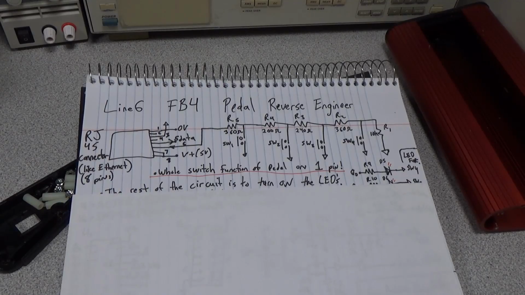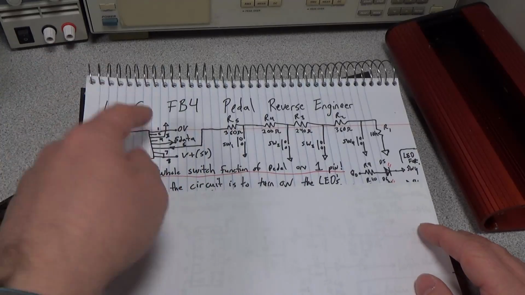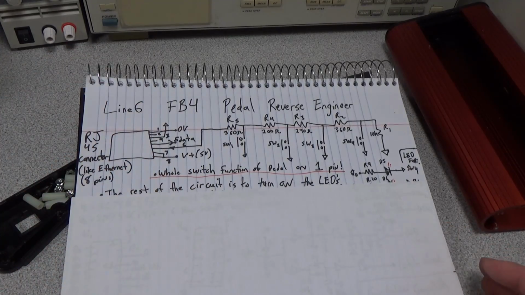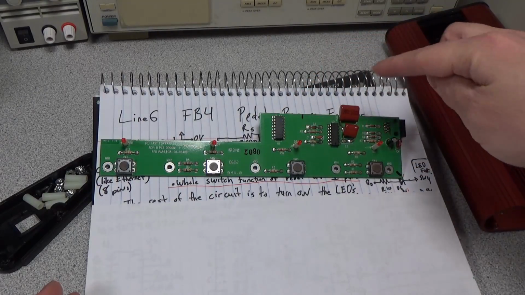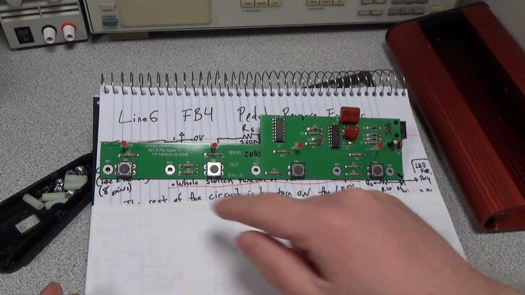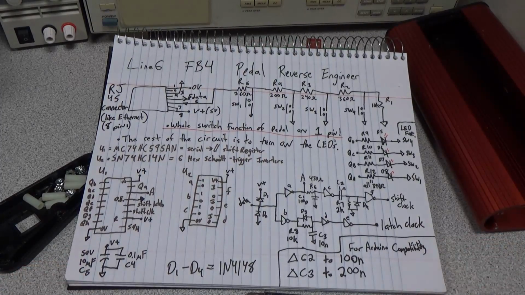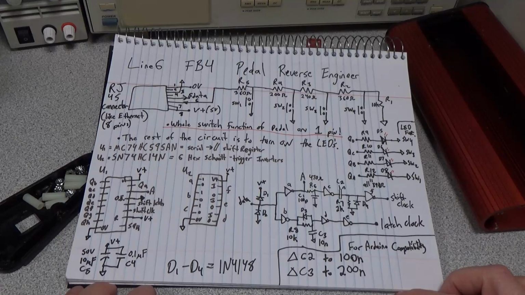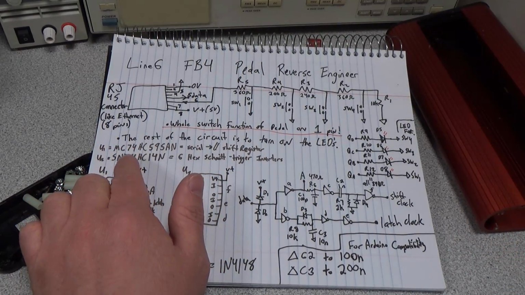All right, and the rest of the circuit is to turn on the LEDs. So that data coming in, the 5 volts, and obviously ground is used for that too. And all of the circuitry that's on this board, all of this is just to turn on these 4 LEDs. All right, so here is the rest of the circuit. It gets a little more complicated, but it's really not that bad. So we have two main integrated circuits.